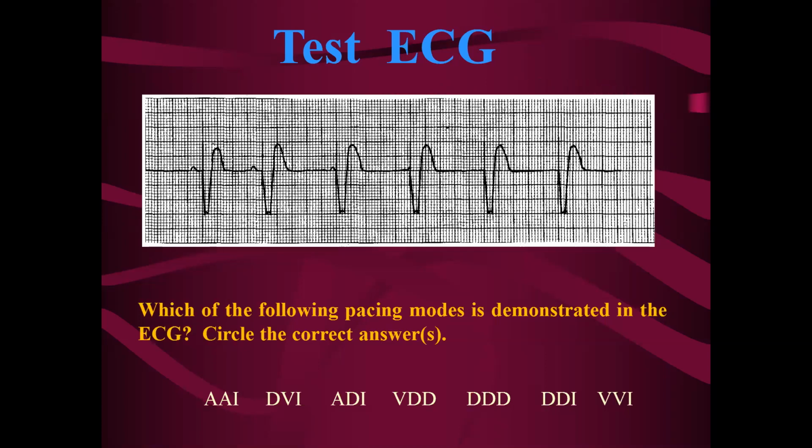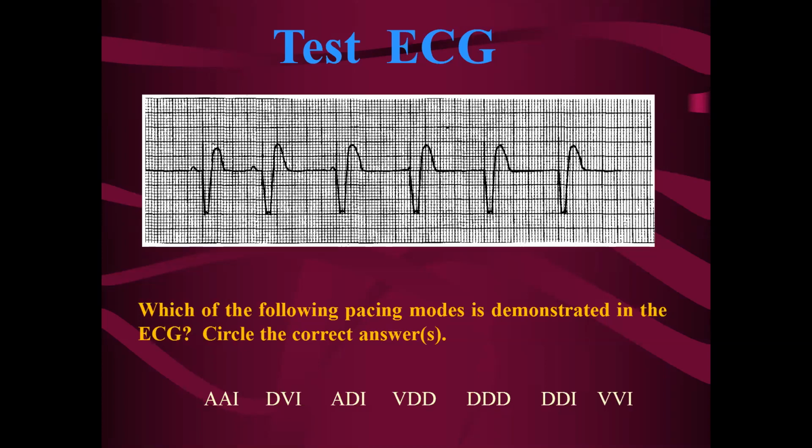Would someone like to try this one? It's a little bit different than the previous two. Is there some sign of AV synchrony being maintained? It is ventricular pacing. Okay, good. So the answer can be VDD, DDD, VVI. Yep, very good.